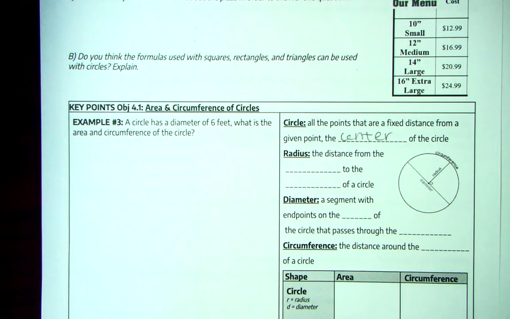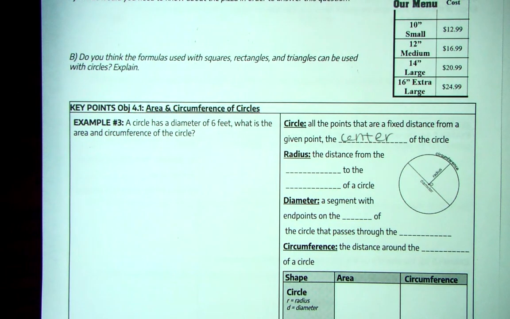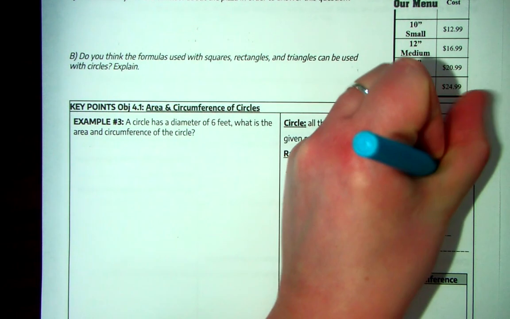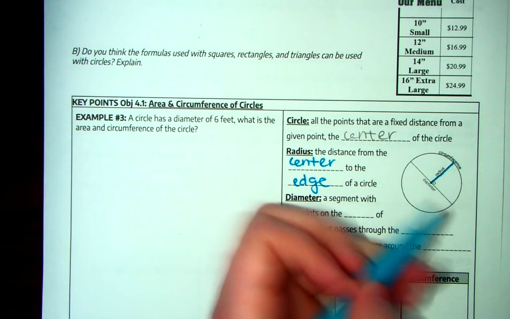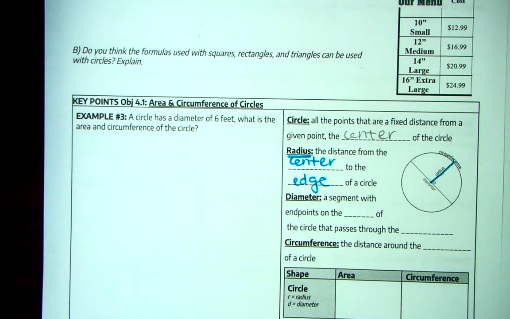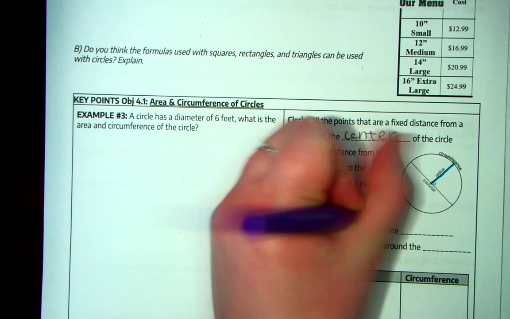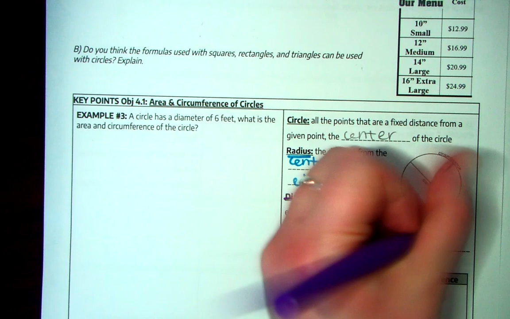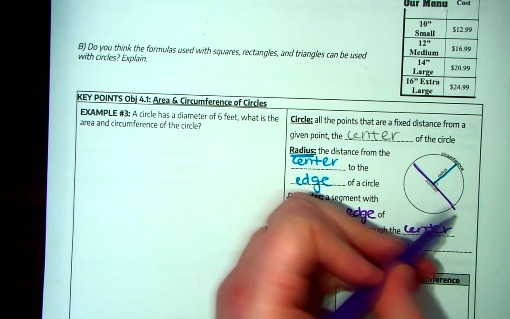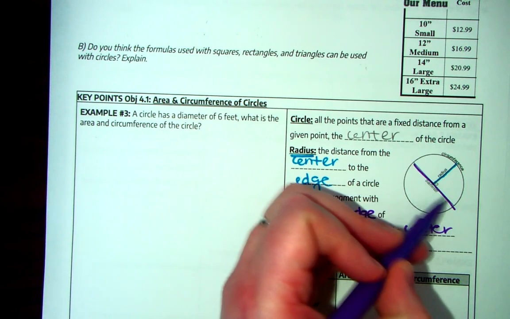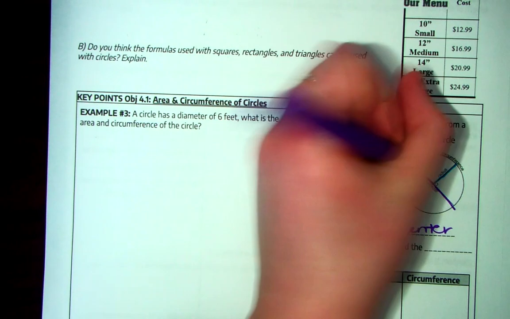The radius we call the distance from the center to the edge of the circle. So that's in blue there. A diameter is a segment with endpoints on the edge of the circle that passes through the center. So a diameter would be like a segment like this. It's passing through the center of the circle, and then it ends at the edge of the circle. The segment has endpoints on the edge of the circle.